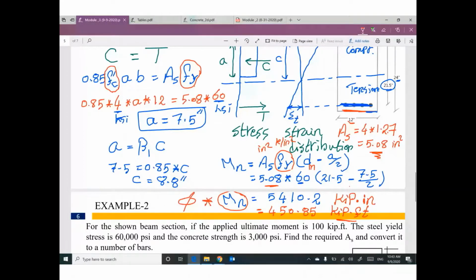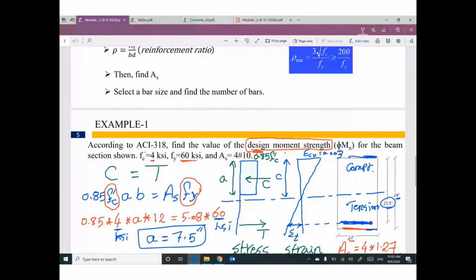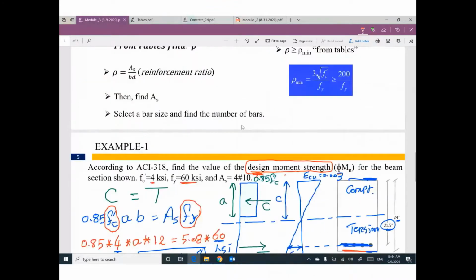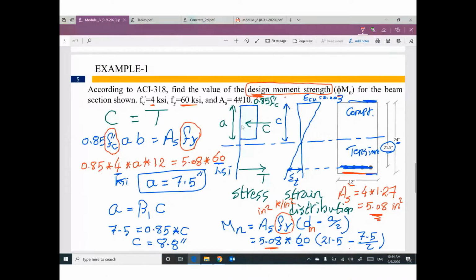A few moments ago, I told you we have another table. We need to figure out which one I will use, this value or this value or something from this equation, based on the relationship between strain in steel and yielding and 0.005. Okay, what do you think about this triangle?